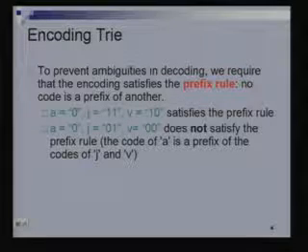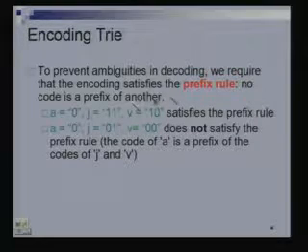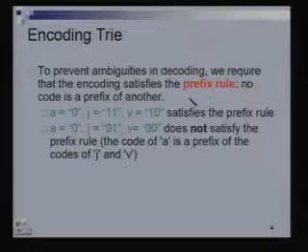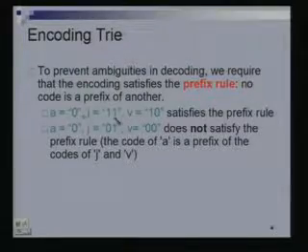So to prevent ambiguities in decoding, we will ensure that our encoding satisfies what is called the prefix rule, which is very simple. It says that no code is a prefix of another code. By code I mean the bits I use for a particular character. So जैसे when this was our code, you can see 0 was not a prefix of either J or V, and J and V were also not prefixes of each other.